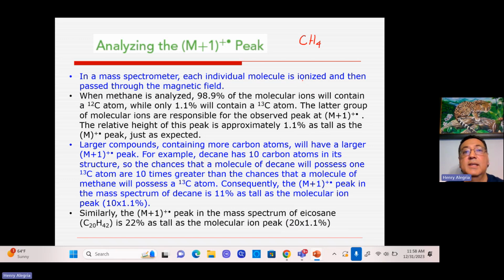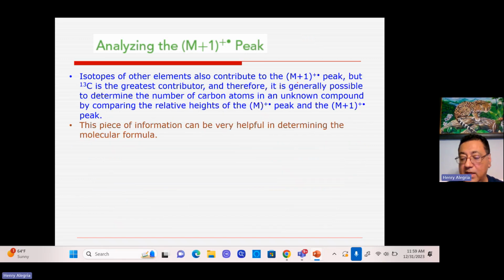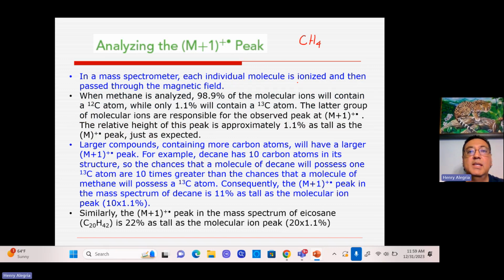Remember, the molecules that have a regular carbon-12 give rise to your molecular ion, or parent ion, or M+ peak, while the molecules that have the C13 are those that will give rise to a peak at M+1, 1 unit more than the molecular ion. This means, based on percentages, the relative height of the M+1 peak is going to be 1.1% compared to the height of your molecular ion peak. As I say here, the relative height of the M+1 peak is 1.1% as tall as your molecular ion peak.